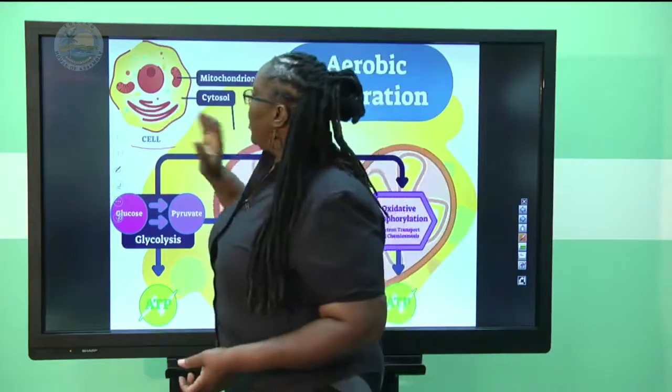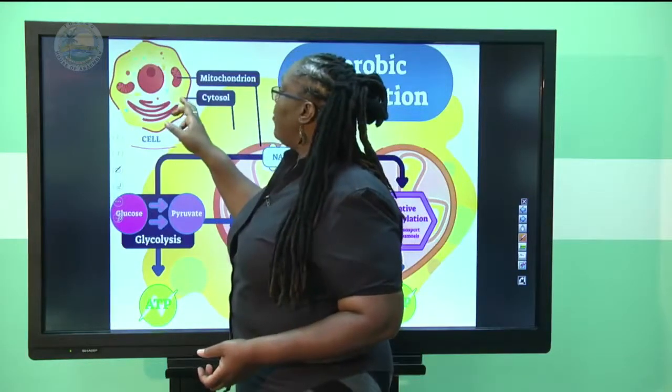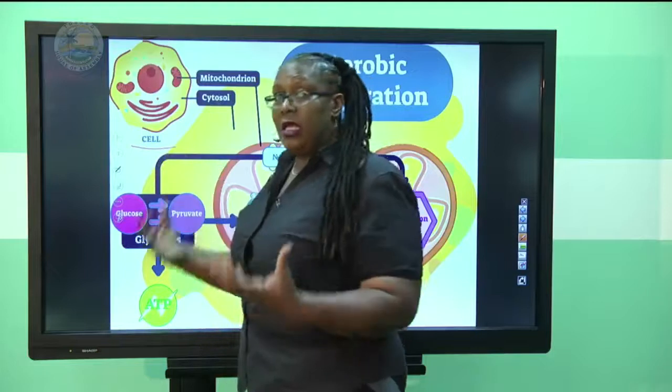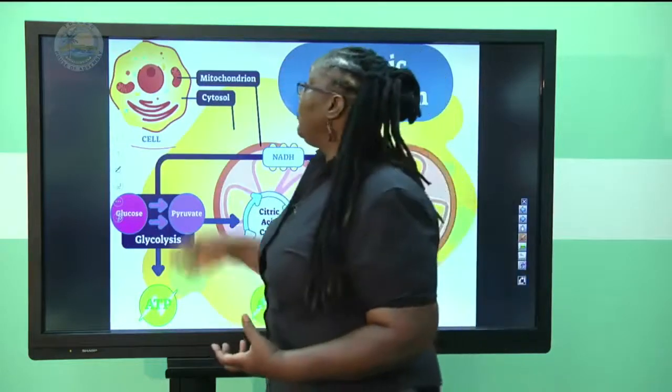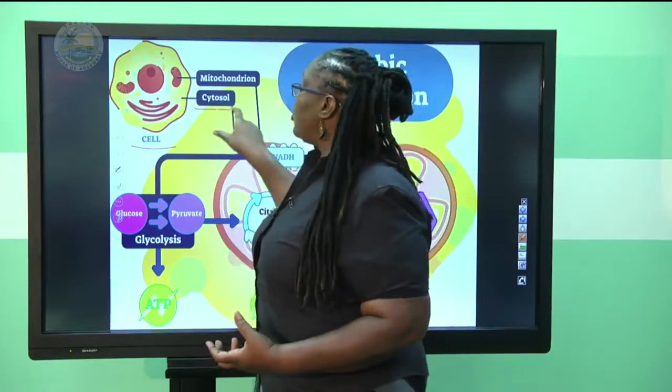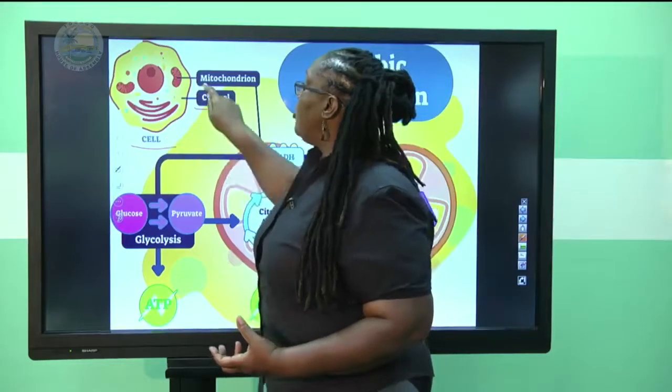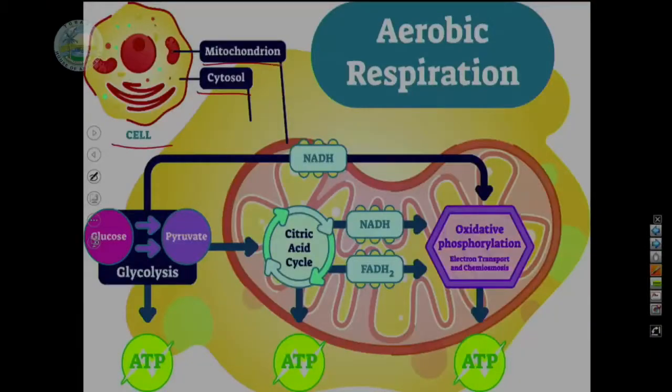There are two parts we are going to look specifically at. You have the cytosol, which is the liquid part of the cytoplasm, which is in this location, and you also have the mitochondria, which is in this location.